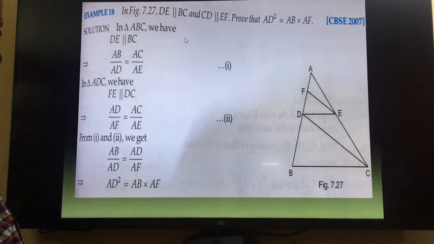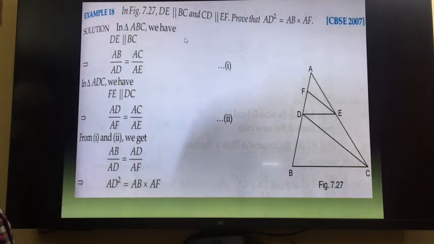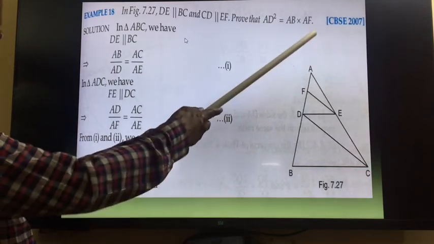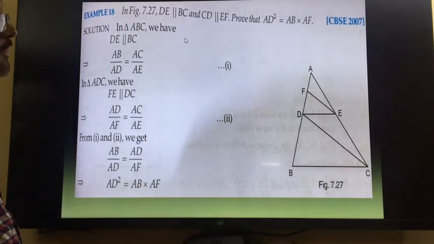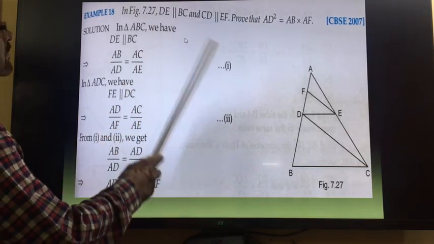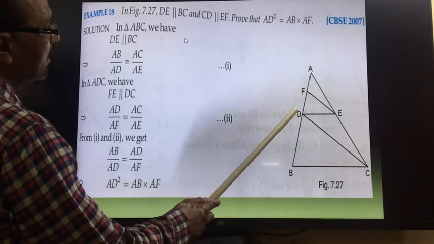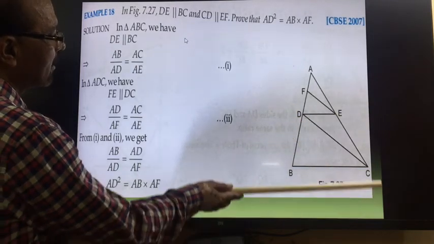It is also based on the same topic, but you have to observe the figure carefully. It is an important one. It came in the board exam 2007. So please see this figure carefully. There is one figure, and in this figure it is given that DE line is parallel to BC.